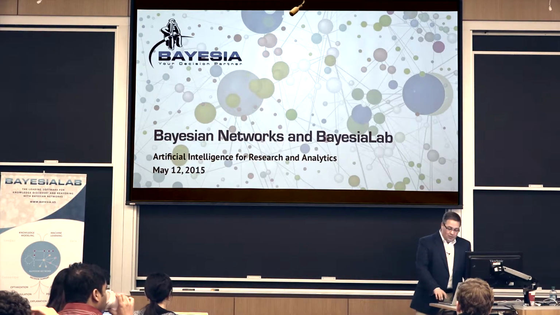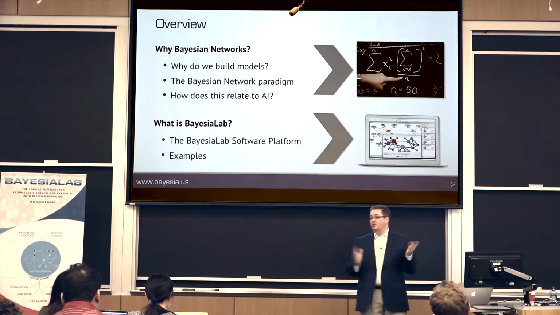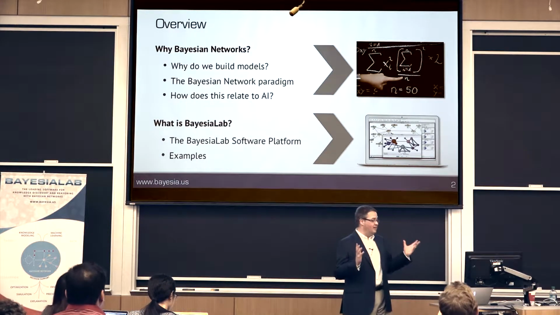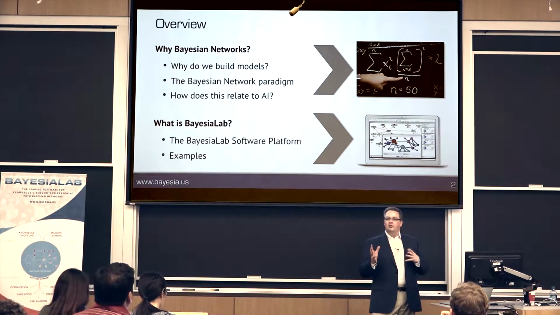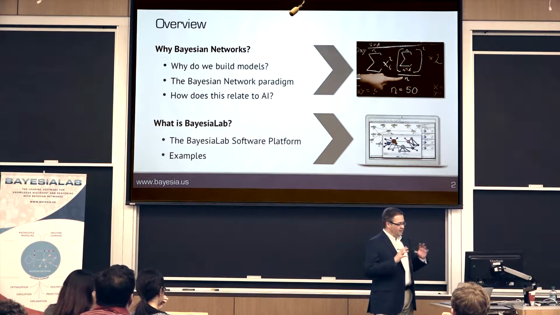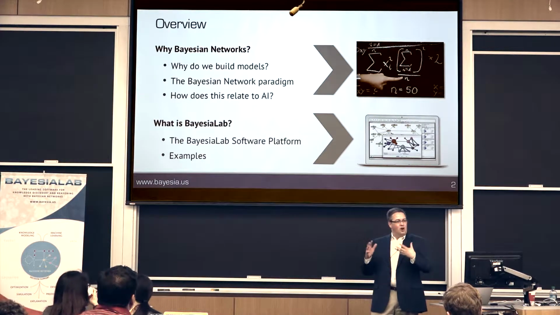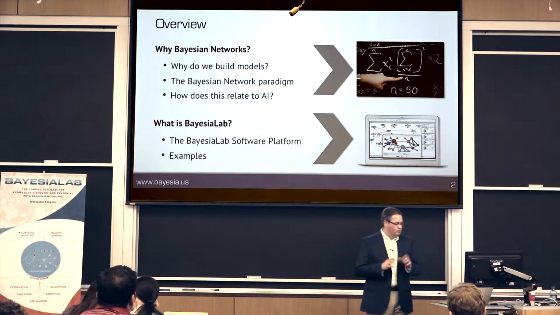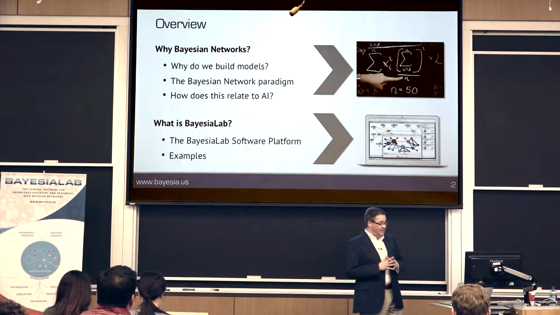So what are we doing today? I would like to start off with just the very basics: why in the world do we build models, and how does that relate to the Bayesian network paradigm? What is the connection there? And then to go further, how does all that relate to artificial intelligence, which is obviously a very hot topic these days.